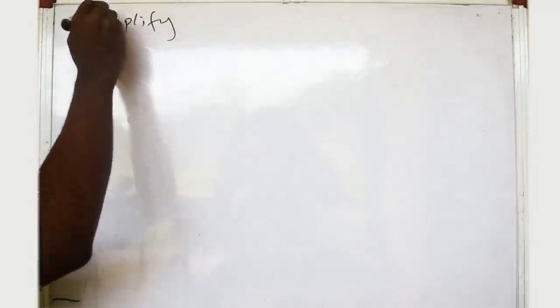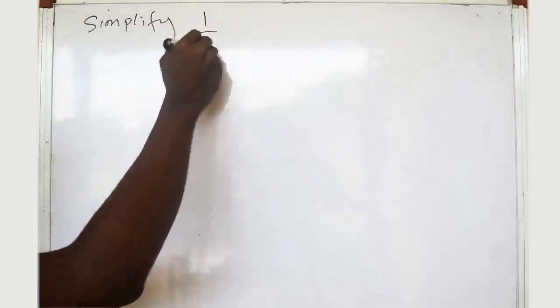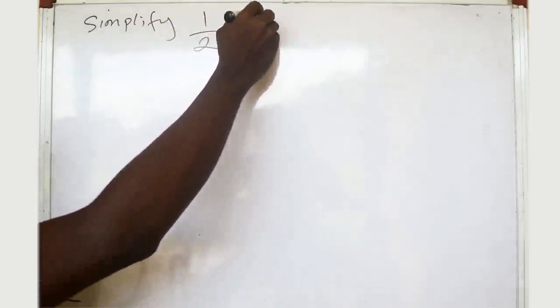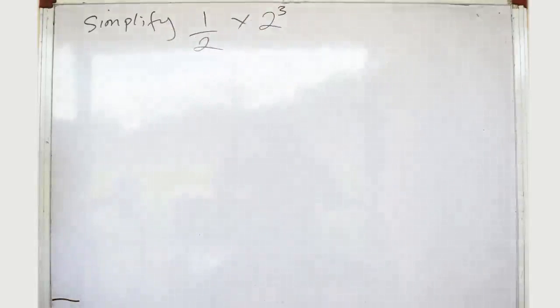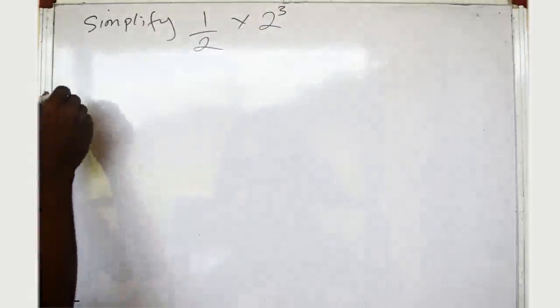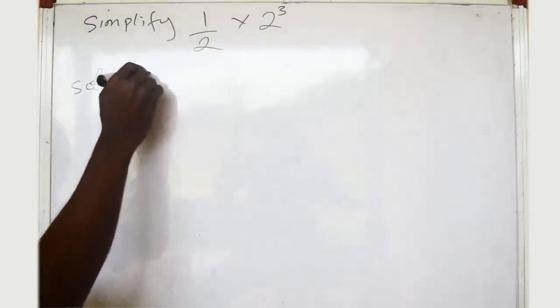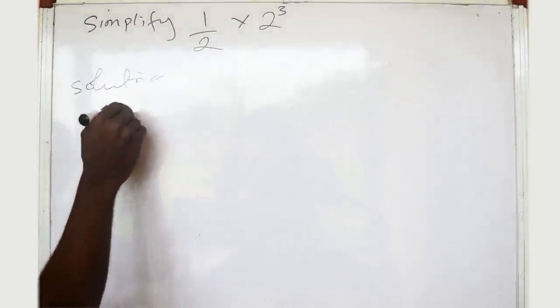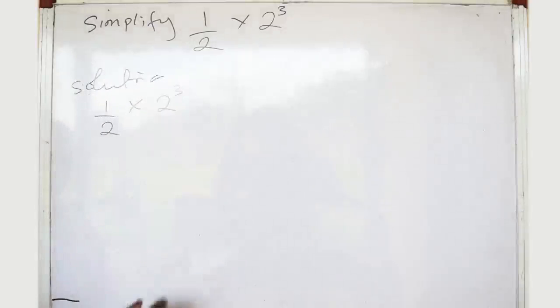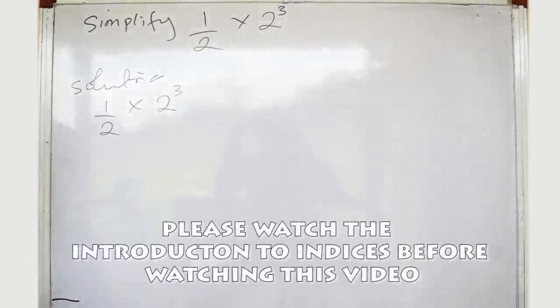Let me put this down. I give you: simplify 1 over 2 multiplied by 2 raised to power 3. How do we go about this? The solution is very simple. Just put down the expression. Now we can approach this in 2 ways.